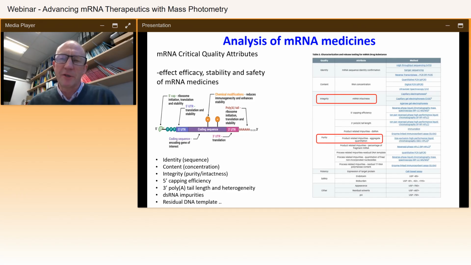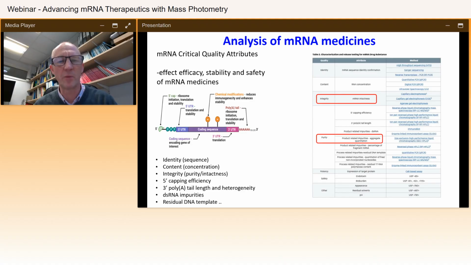So if we look at the structure or the schematic illustration of what an mRNA medicine is, I'll walk you through some of the key different components and some of the challenges that bring us from a perspective of analyzing and characterizing these. So we have a wide range of what we call critical quality attributes, and these are key attributes that affect the efficacy of the mRNA drug, the stability, and the safety of these mRNA medicines. So you can see here on this schematic of what an mRNA drug consists of.